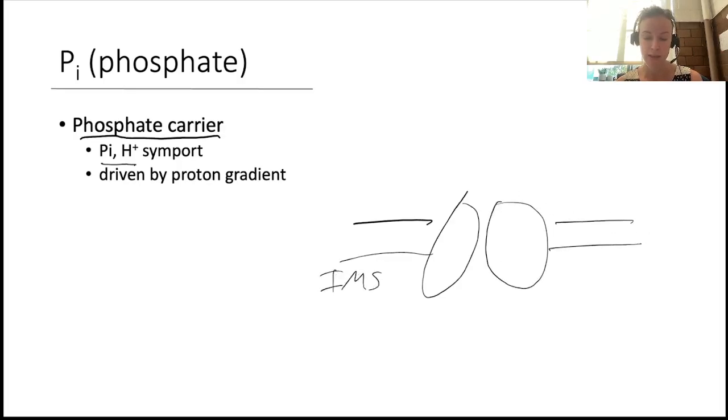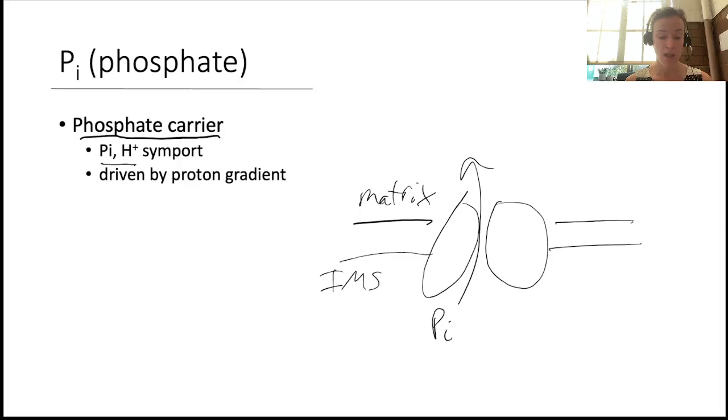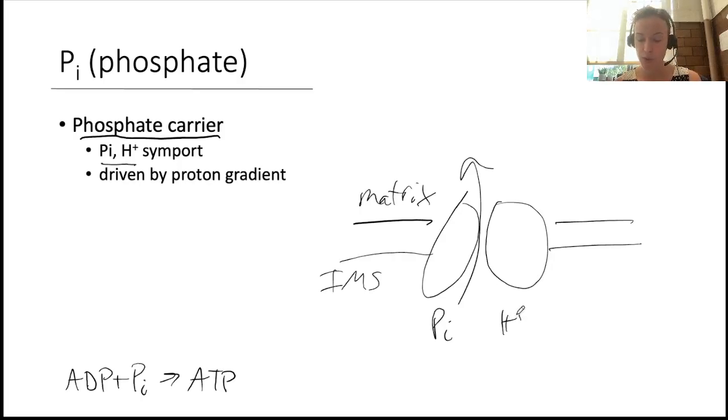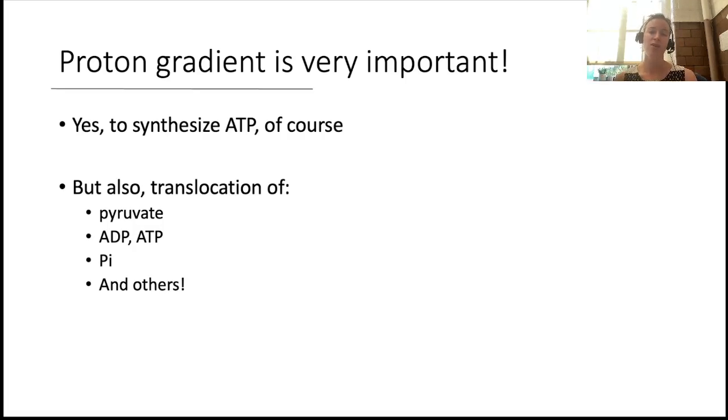Here's the inner membrane space, the matrix, and we need to get this phosphate into the matrix so that we can do synthesis of ATP. That phosphate is pulled through with the help of a proton, falling down its concentration gradient from an area of high protons to low protons. So this should show us, folks, all of these three examples of transporters, that the proton gradient is incredibly important.